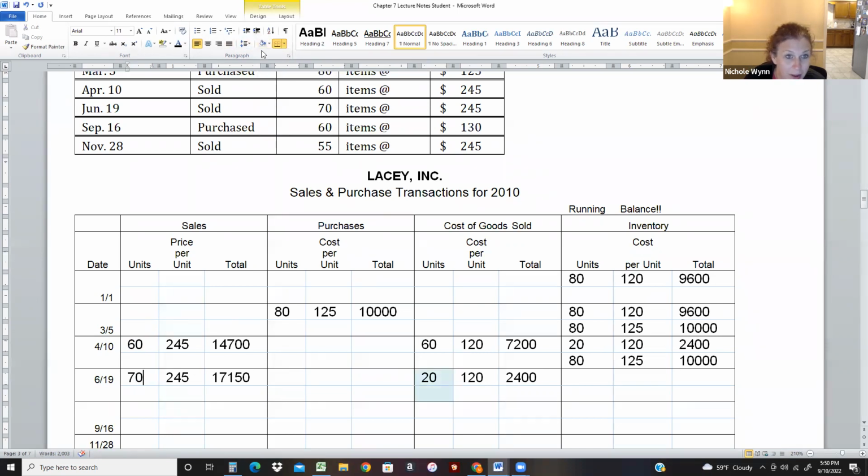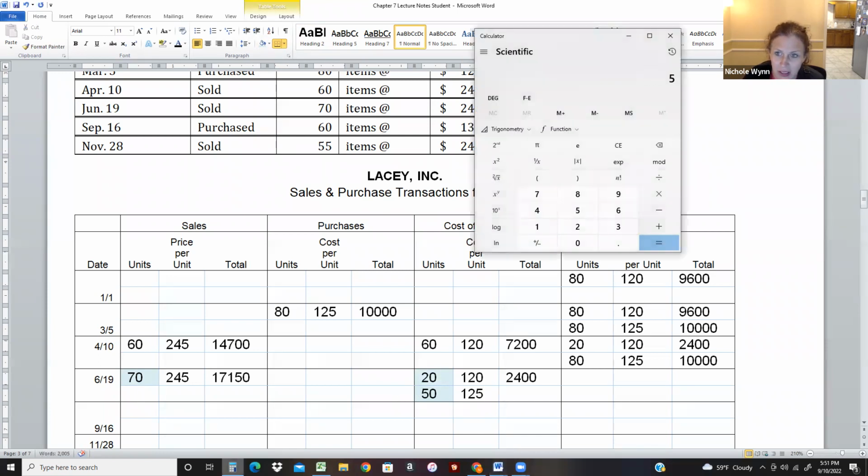Because of this 70, right? So I sold 20 at 120. Now I need to sell 50 at 125. So 50 times 125 is 6,250.